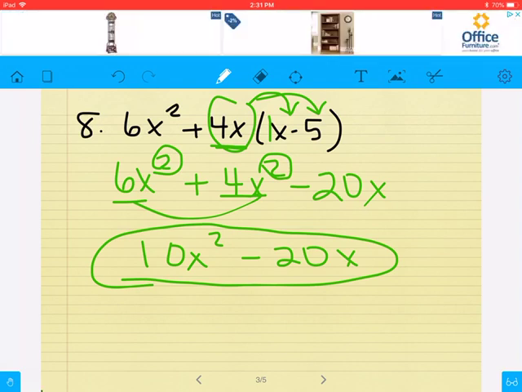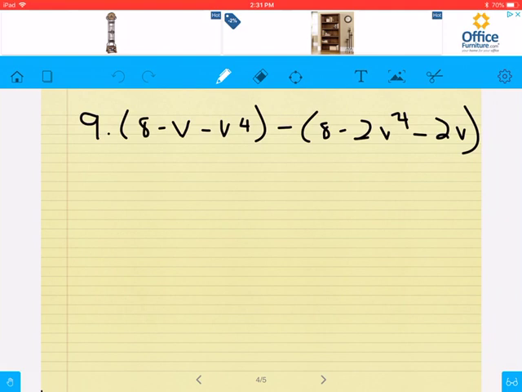All right, moving on to number 9, which is the same thing. We are simplifying again. This one is a little bit tricky, but we're still going to be getting rid of the parentheses.